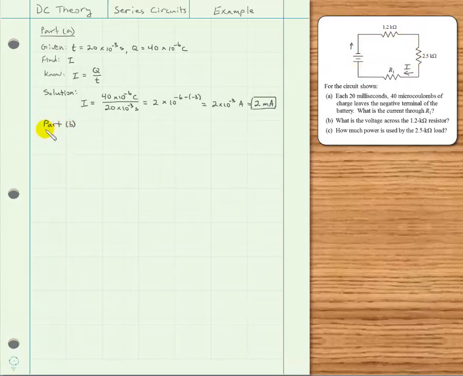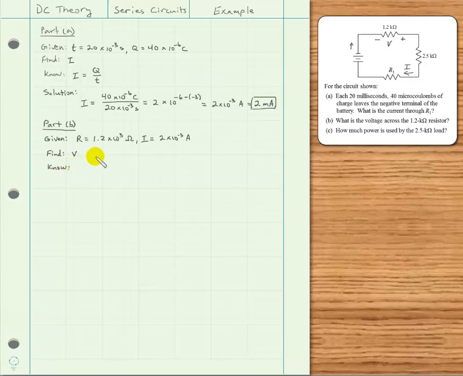For part B, we are asked what is the voltage across the 1.2 k-ohm resistor. Here's the 1.2 k-ohm resistor, and we can label the voltage across it. It's always a good idea to label the variables that you're given and trying to find, so we'll call that value V. In part B, we are given that the resistance R is 1.2 times 10 to the third ohms. Also, we know from our previous result that the current through this resistor, which is the same in the entire series circuit, is 2 times 10 to the negative 3 amps. And what are we asked to find? It is the voltage that we've labeled as V across that 1.2 k-ohm resistor.